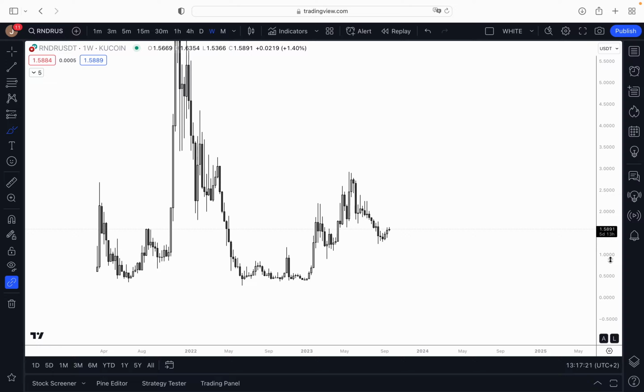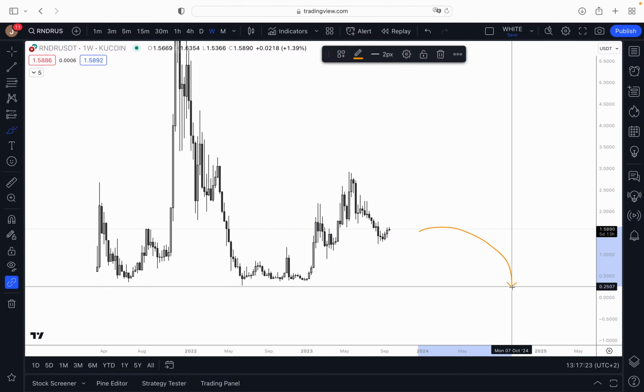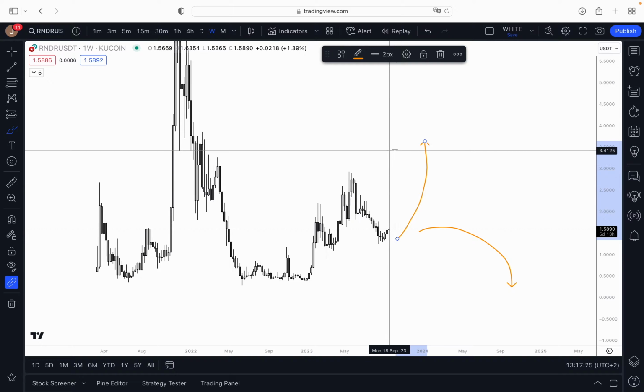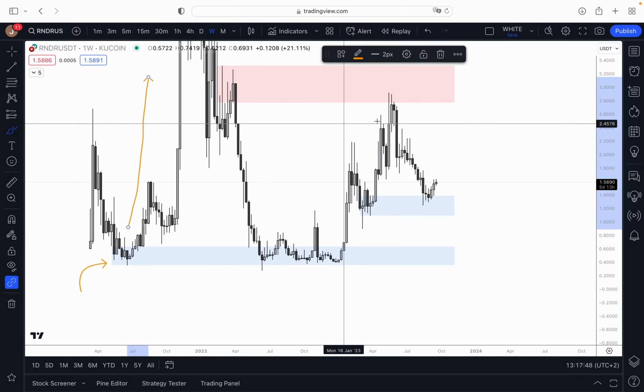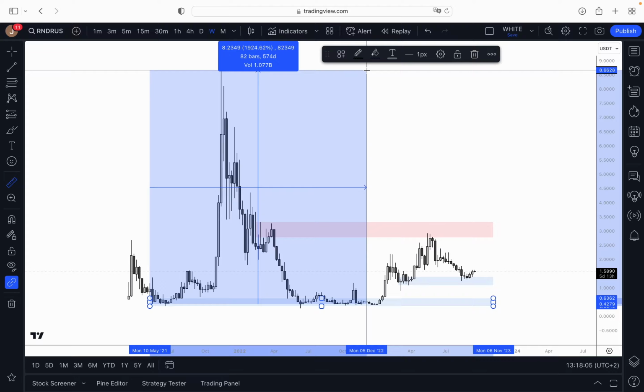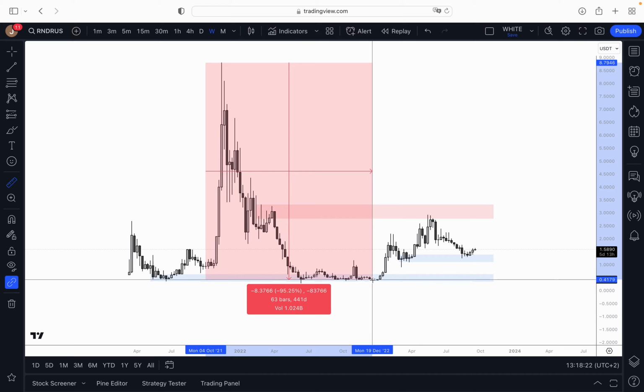In this video we are talking about if Render Token is going to the downside or if we see a massive run to the upside. As you can see, we started our bullish move from this demand zone right here in 2021 to the all-time high. From the low to the all-time high we saw a move of 1900%, and from the all-time high to the lowest point we saw a 96% correction.